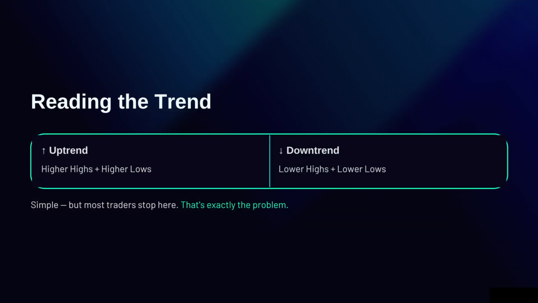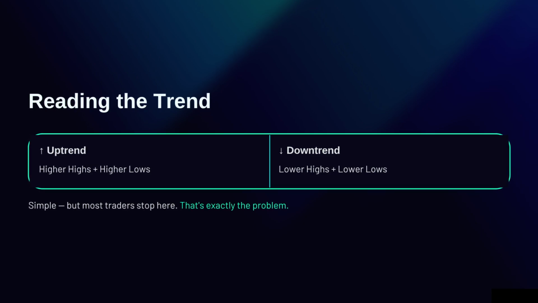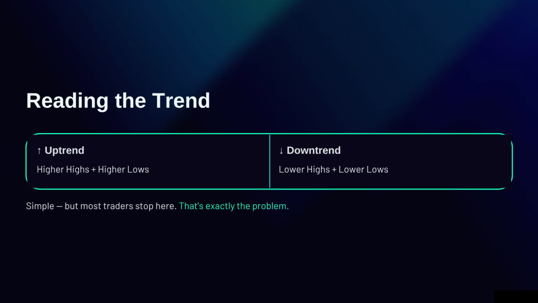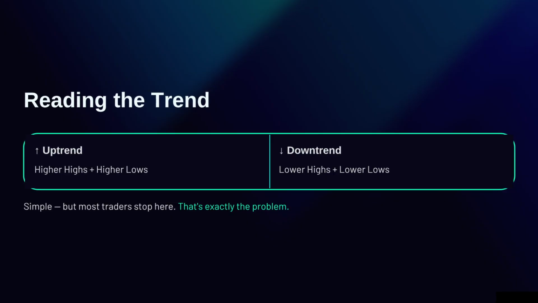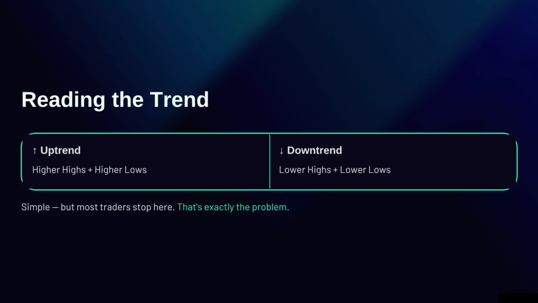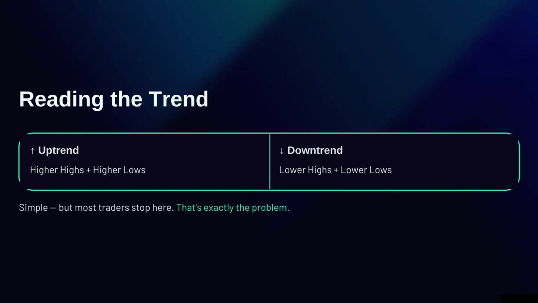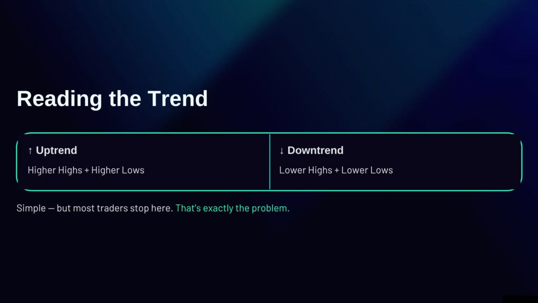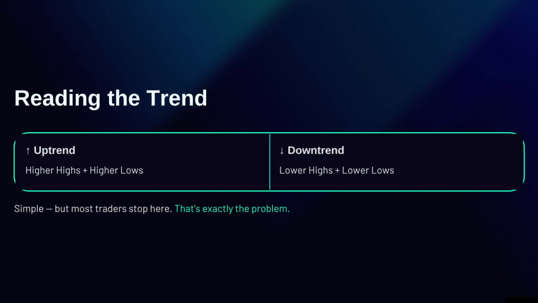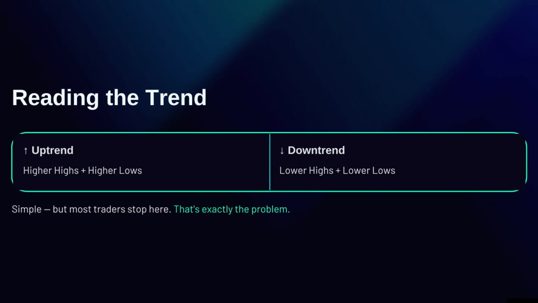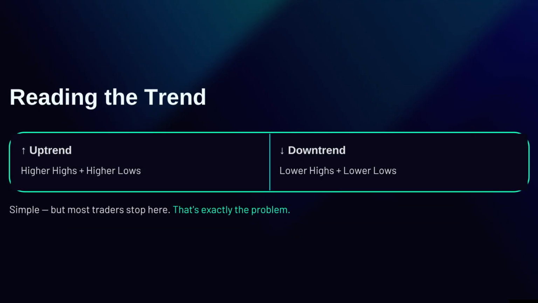When price creates a higher high and a higher low, the market is generally in an uptrend. When price creates a lower high and a lower low, the market is generally in a downtrend. Simple enough. But this is where most traders stop learning. And that's exactly where the important part begins.